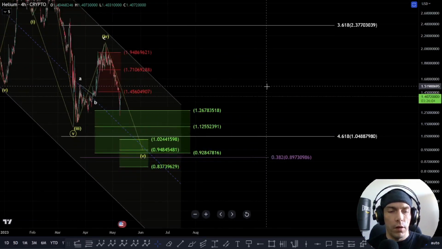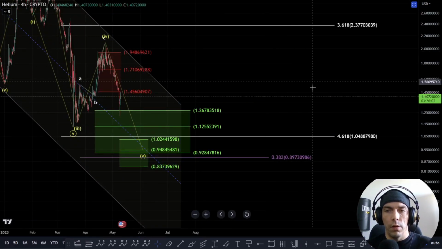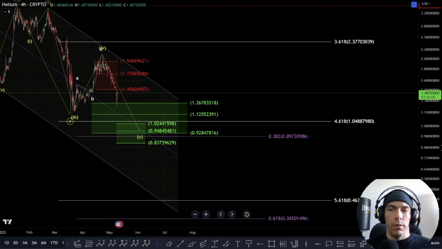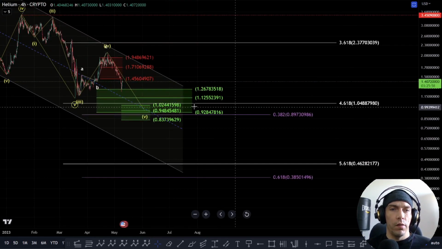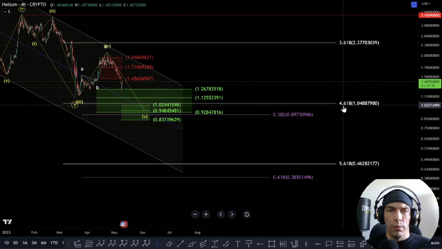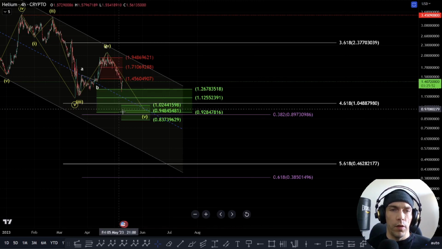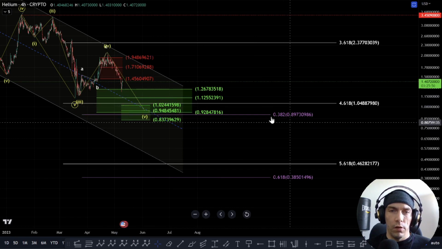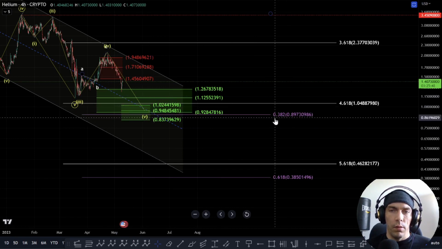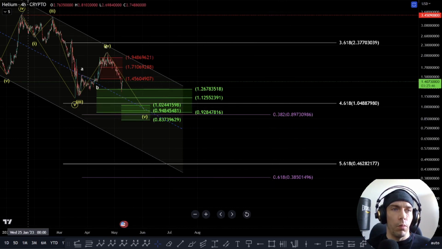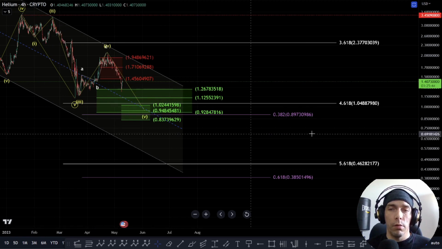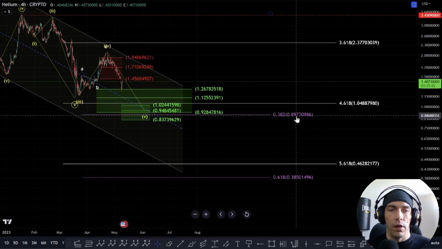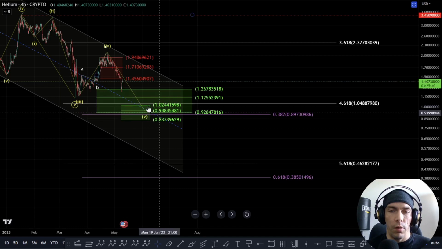Now, we have some other targets here, which if I just come over here, basically what we have is these ones in the whites are extensions of the wave 1. So we have the 4618, which is also sitting here towards this $1.04 range. So that would be towards our target zone. As well as that, we have the 0.382 of the wave 1 to 3, which is actually sitting here at this 89 cent range. So this is within our box area as well.